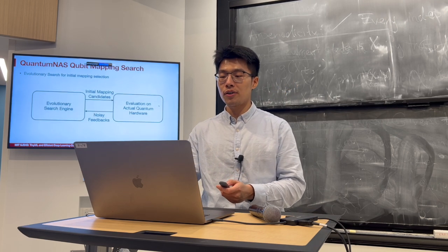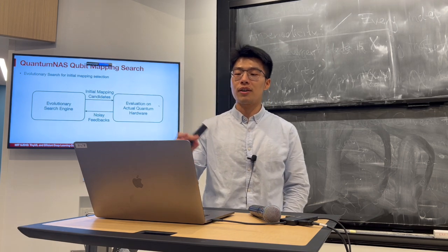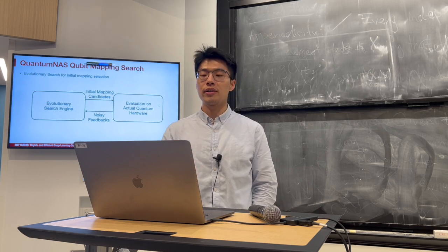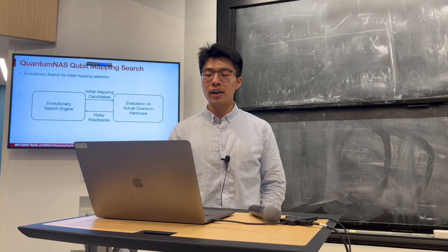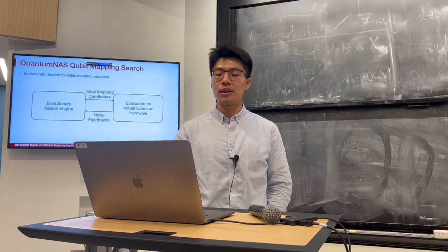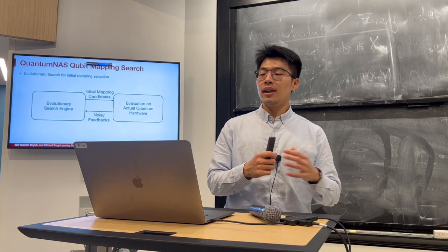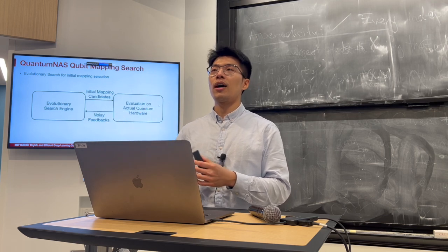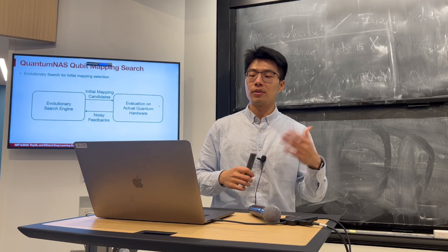And later on, we also introduced the quantum NAS framework, which we developed in our lab, which is basically trying to use some machine learning-based methods, like evolutionary search, Bayesian optimization, or reinforcement learning to find the best initial mapping. So the basic idea is that we have this evolutionary search engine on the left-hand side, and then we can generate a lot of initial mapping candidates and compute the actual overhead on the real device, and then we can provide the feedback to the original search engine.